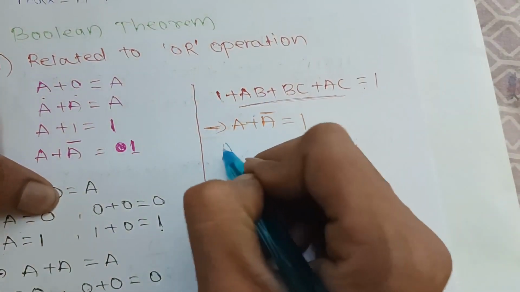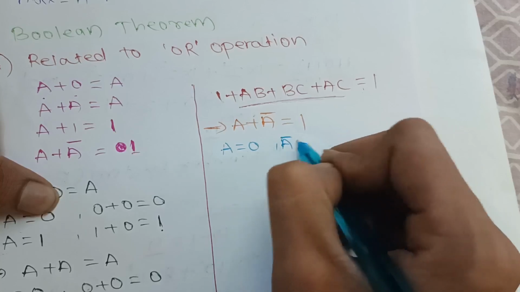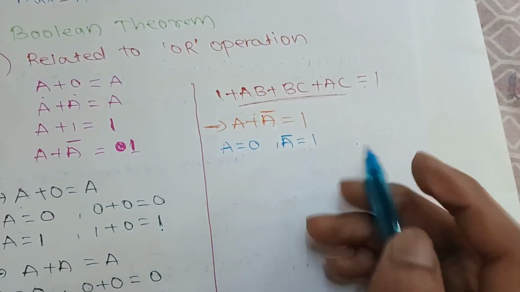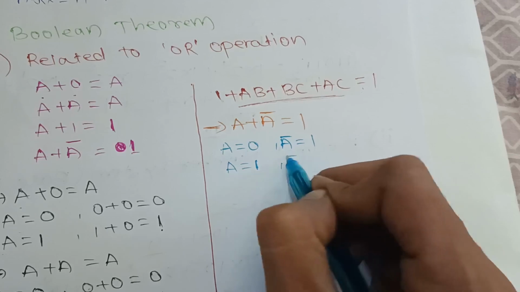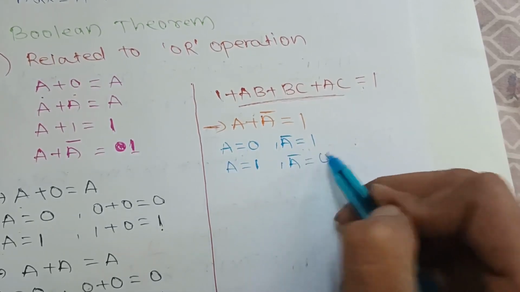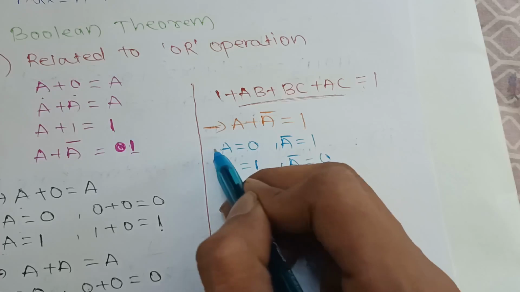Suppose a equals 0, then a bar is going to be 1. The complement of 0 is going to be 1. Suppose a equals 1, then the complement of the number whatever we have taken over here is going to be 0. So let's add a plus a bar first.